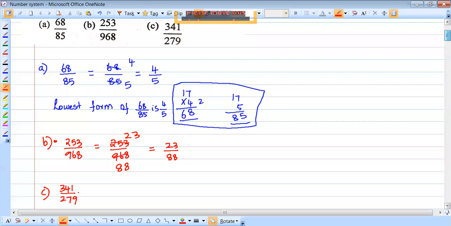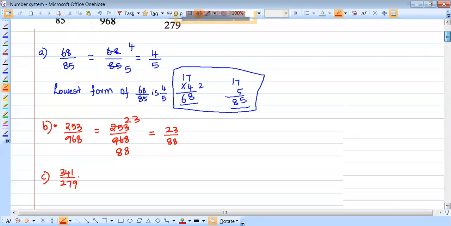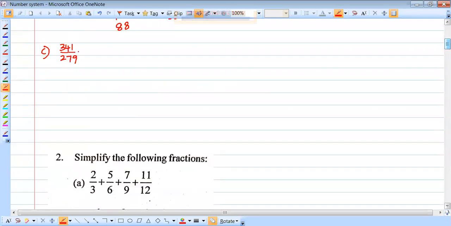31 by 31, wrong answer. 11 by 9 is the right answer. Both will be divisible by the 31 table.